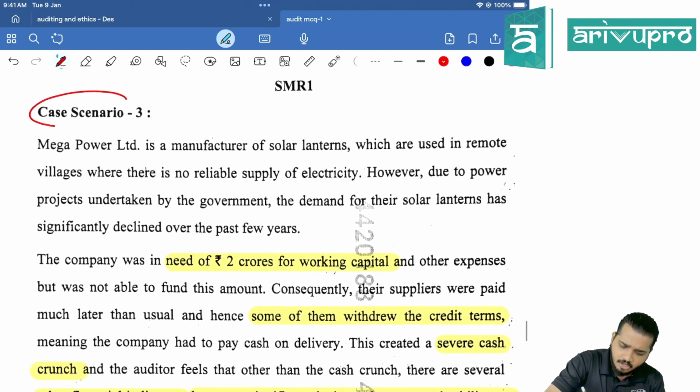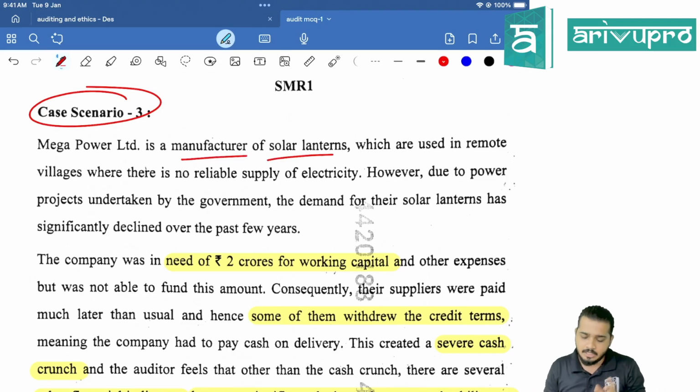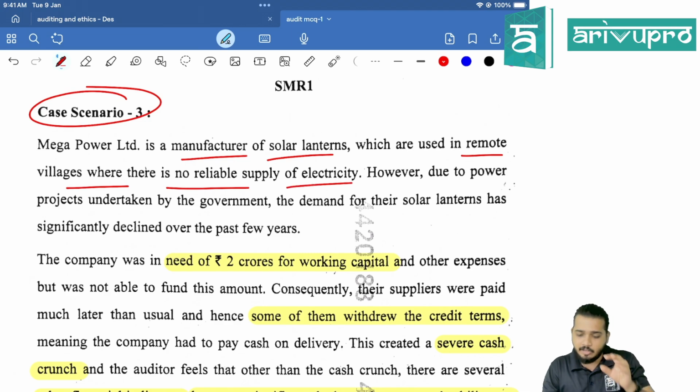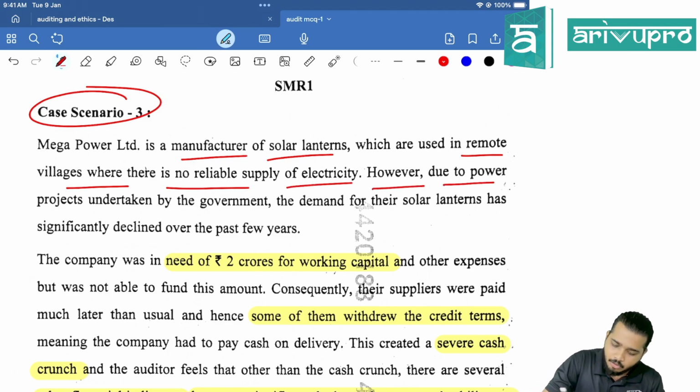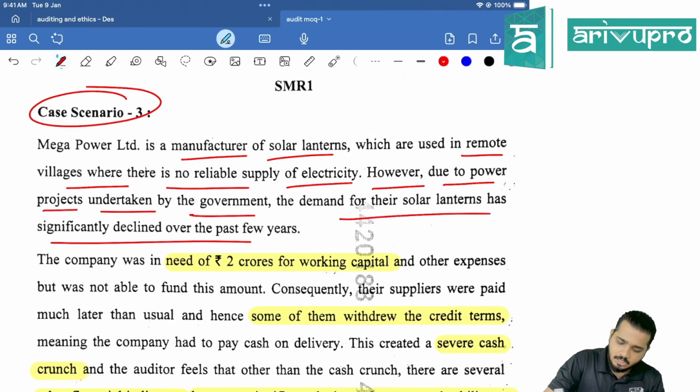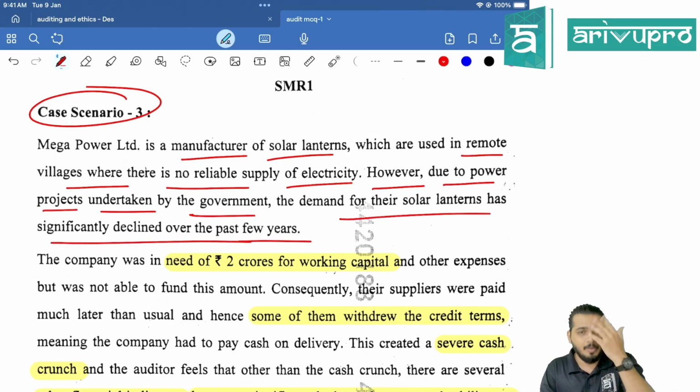Case scenario number 3. Mega Power Limited is a manufacturer of solar lanterns which are used in remote villages where there is no reliable supply of electricity. Come on. However, due to power projects undertaken by the government, the demand for their solar lanterns significantly declined over the past few years. Why, sir? Story.